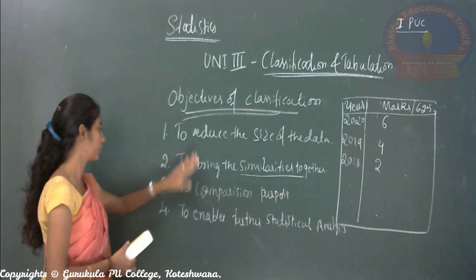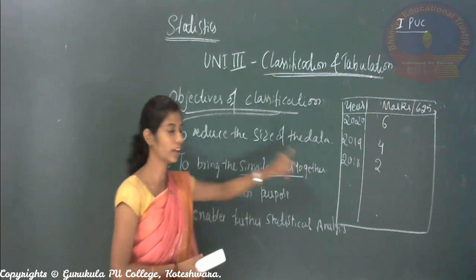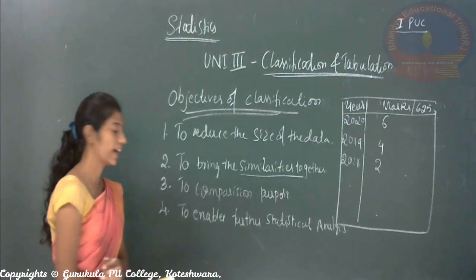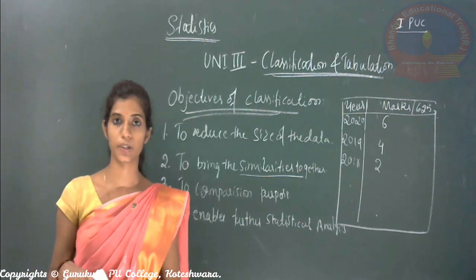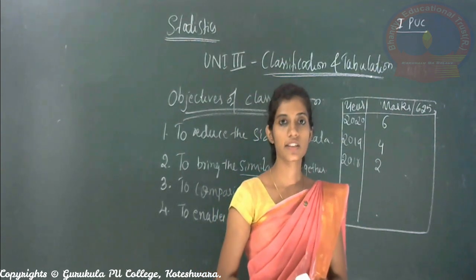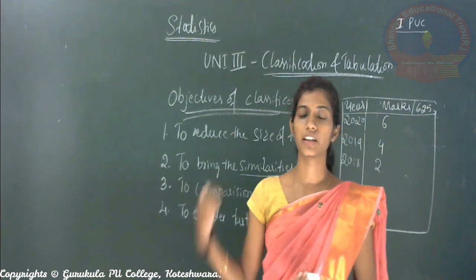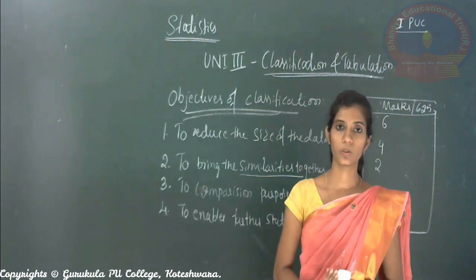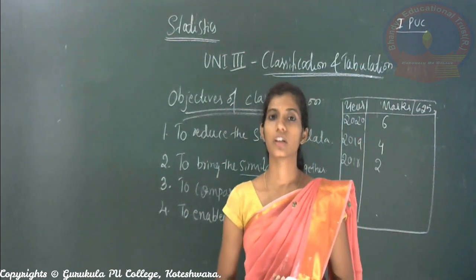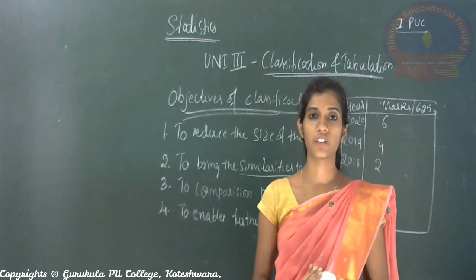So all these are the objectives of classification. Note them down: to reduce the size of the data, to bring the similarities together, third, comparison purpose, and the fourth one, enabling further statistical analysis. So in today's class we have discussed the definition of classification as well as the meaning and the objectives of classification. I hope you have a clear idea about all these things. In the next class I will be discussing the different types of classification and how we can do the classification related to different things.